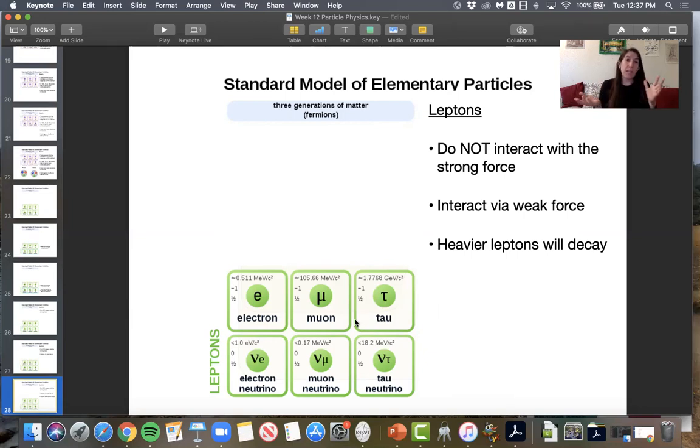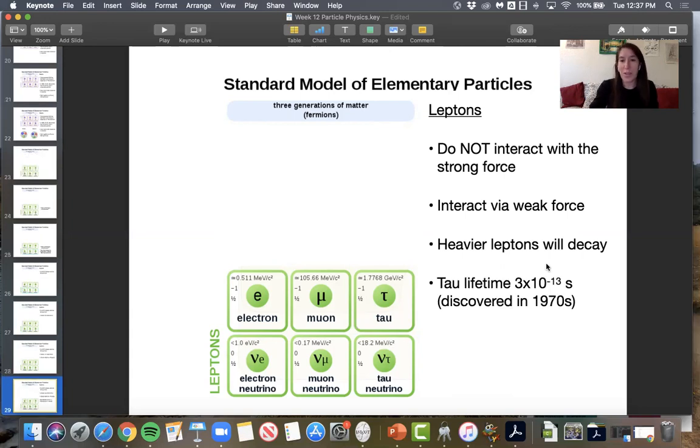And that's why we didn't discover the tau until more recently, because its lifetime is so short that it was hard for us to recognize one of them. Oh, so here we go. It was discovered in the 1970s, and indeed the lifetime is 3 times 10 to the negative 13th of a second. So this is a very small lifetime. You can create a tau, but it's going to die pretty much right away.